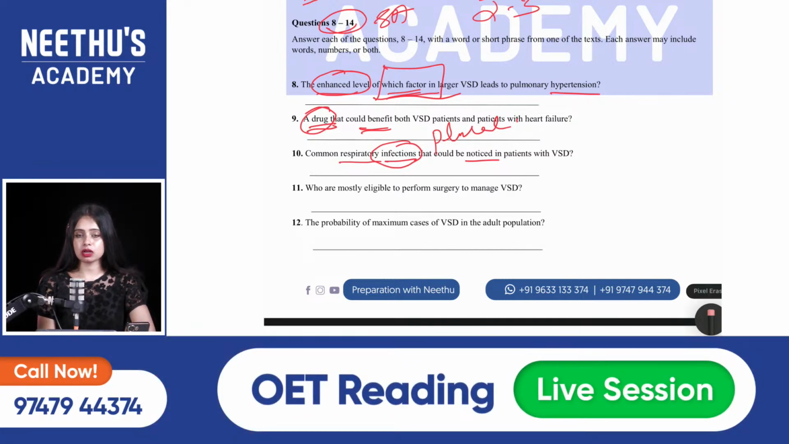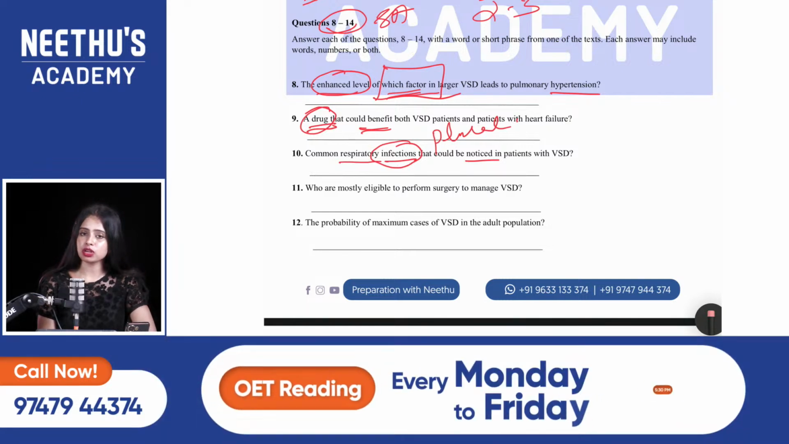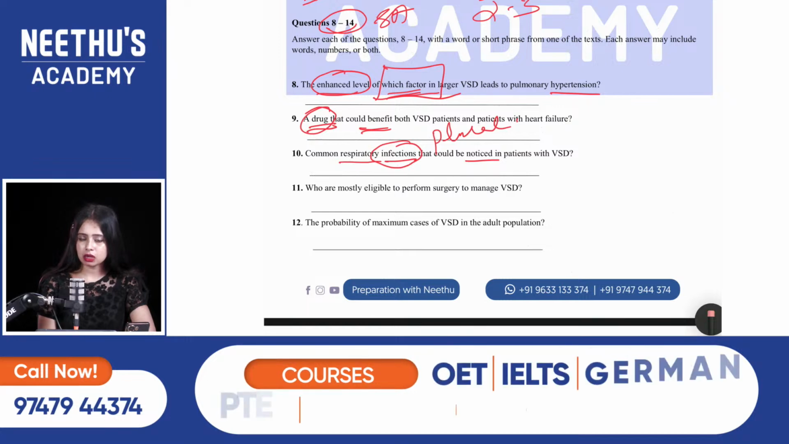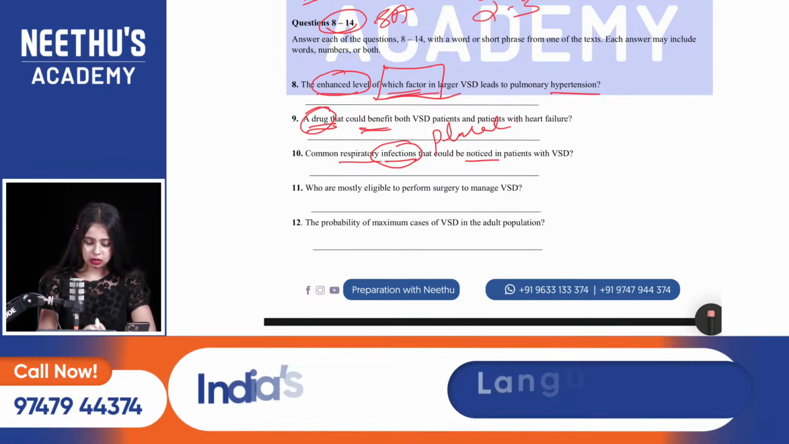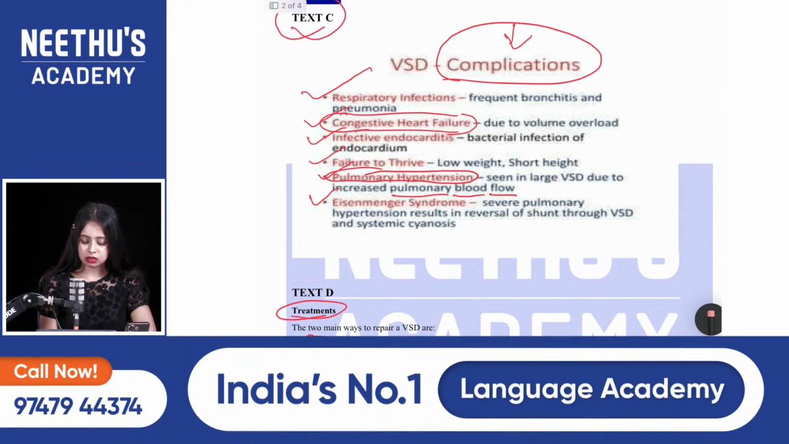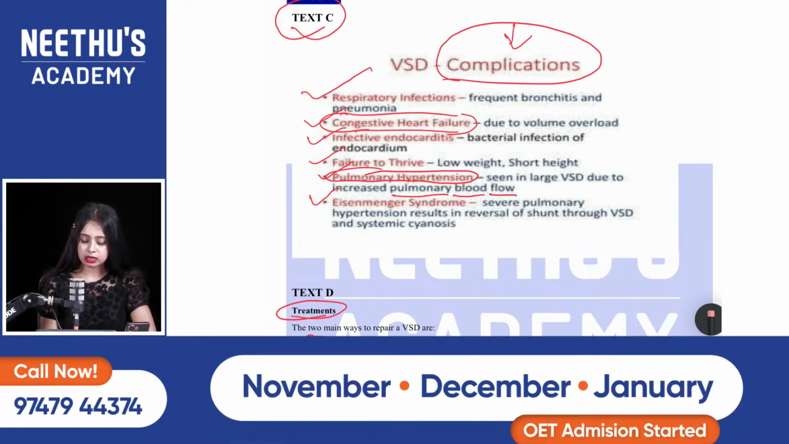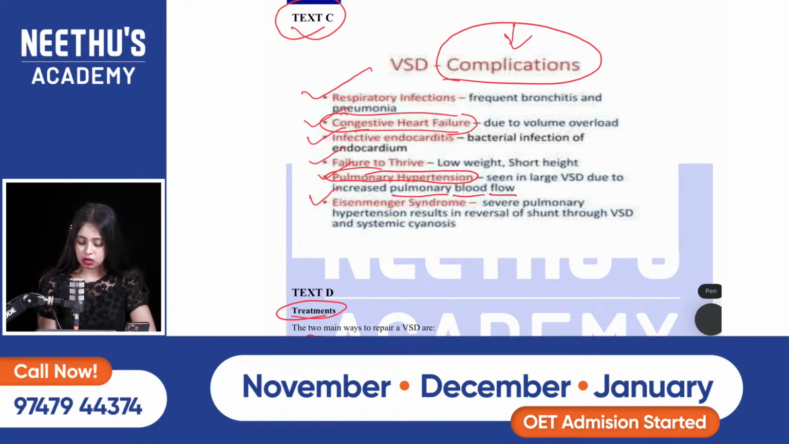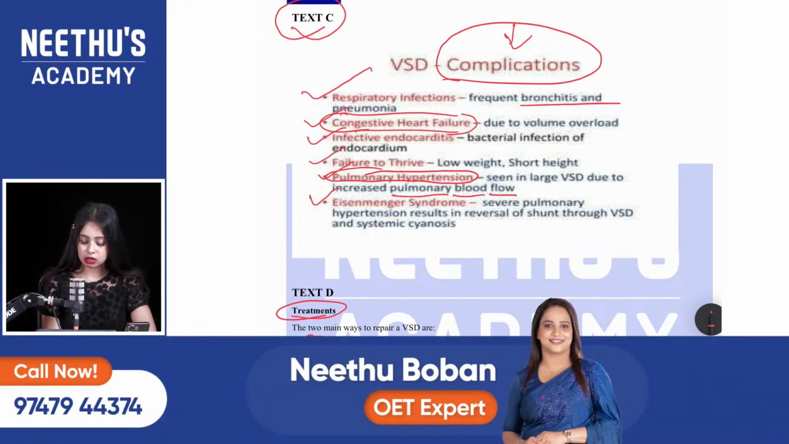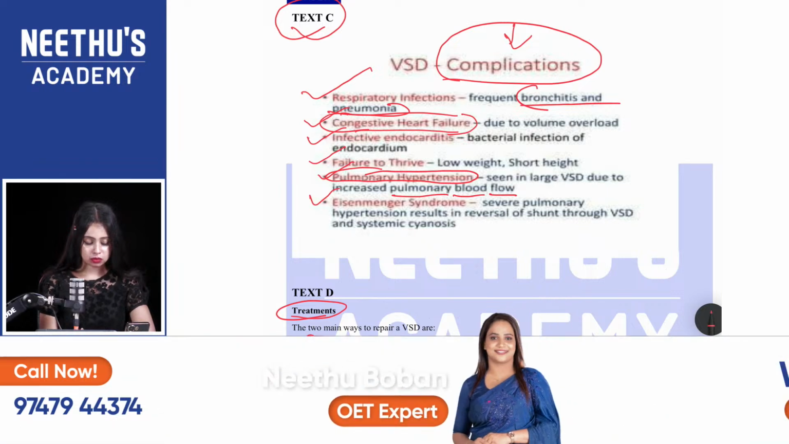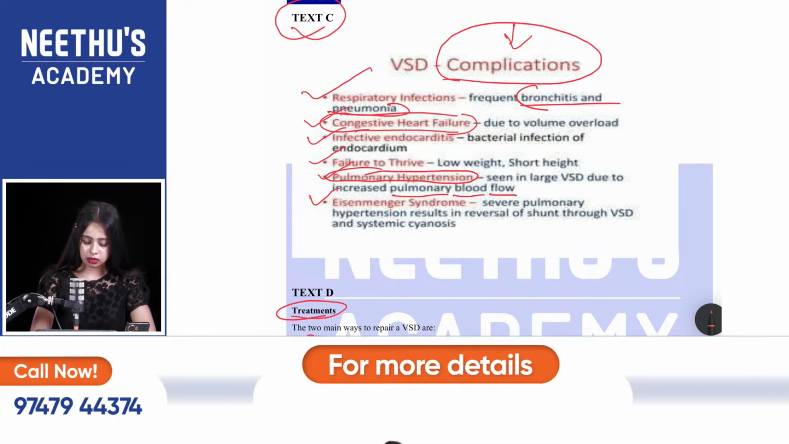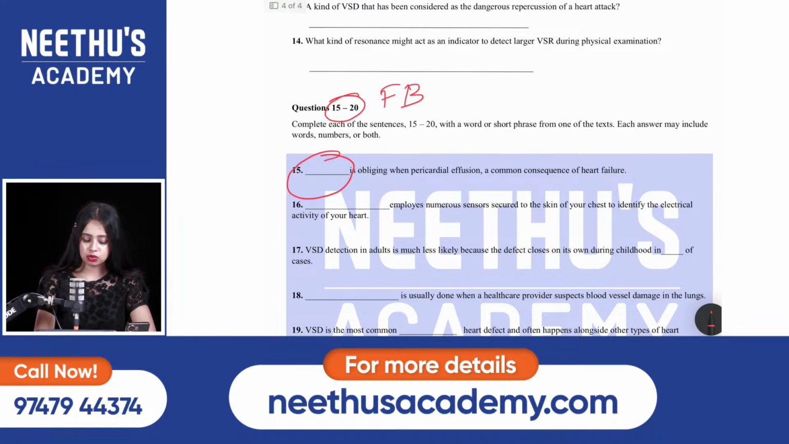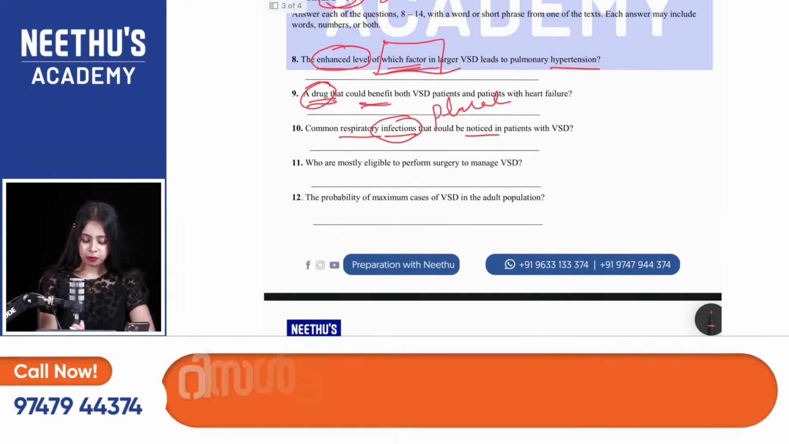Yeah, very good, Jissa. It is bronchitis and pneumonia. When you write pneumonia, please be careful about the spelling. The answer is mentioned in text C. What are the complications mentioned? Bronchitis and pneumonia, the respiratory infections. That is the answer. You must write both, bronchitis and pneumonia. That is the correct answer, because they are asking about infections, so you should write that.